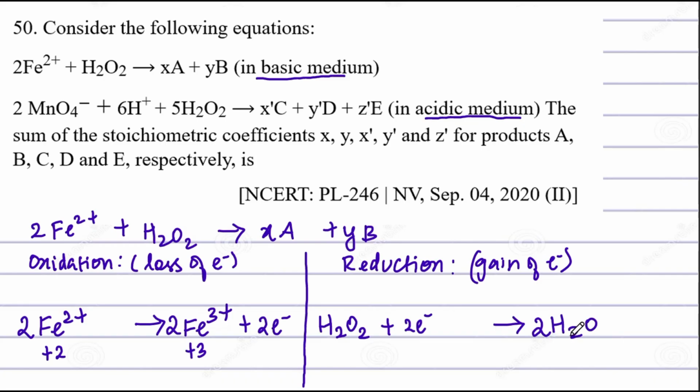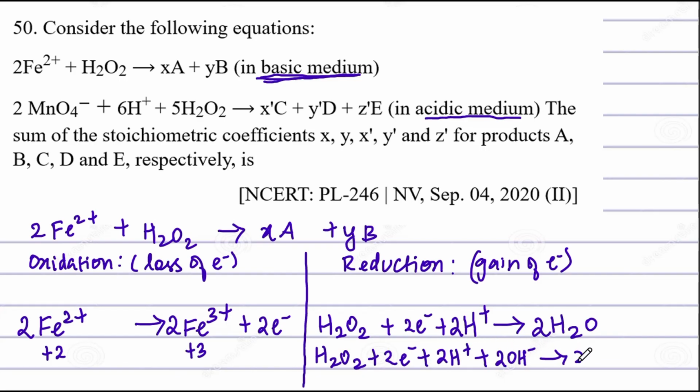But now see the hydrogen atoms. 2 into 2, 4 hydrogen atoms are present on the product side, but only 2 hydrogen atoms are present on the reactant side. So the remaining 2 hydrogen atoms you have to write as 2H plus. But it is already mentioned that it is in basic medium, so whenever you add H plus, you have to add OH minus also. H2O2 plus 2 electrons plus 2H plus plus 2OH minus gives 2H2O. On the product side also you have to write 2OH minus.